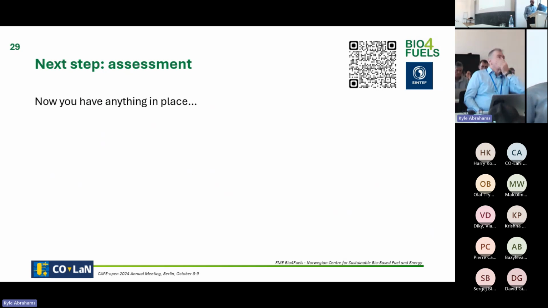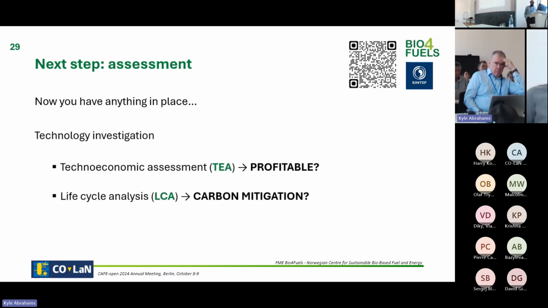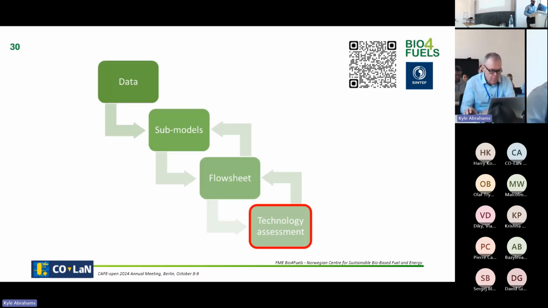Now we have everything in place because essentially we have some models, we have a flow sheet, we have optimization, we have energy integration. But now we need also to think about, is this process profitable? Is this process carbon negative? We need to think about this because we can speak about anything, but money is running the world. And then you also need to be carbon negative or at least carbon neutral. Otherwise, your fuel is like a conventional fuel.